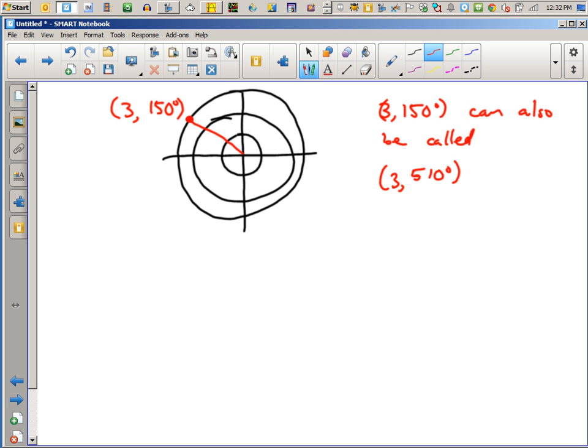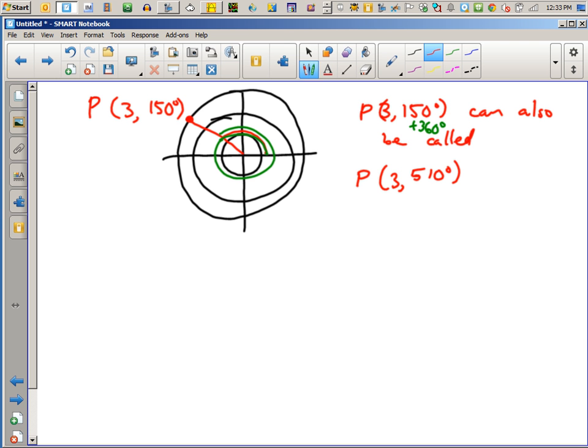What did I just do? I just added 360 right here, which brought me another cycle around. See? So basically 510 and 150 are coterminal. Adding 360 puts me right back in the same location. So let me ask you this, is point P's coordinates 3, 150, or is point P's coordinates 3, 510? The answer is it doesn't matter. You can call it either one. They're exactly the same point. Interesting.